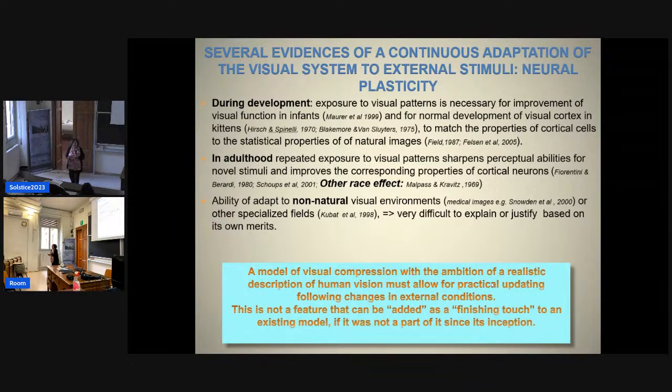So, we think that a model that aims to do this compression and wants to be realistic has to allow for updating in response to the external environment. And we think also that this feature is not something that can be added to an existing model, but has to be an integral part of the model since its inception. So, we devised a model that has these characteristics of updatability and also implementability.